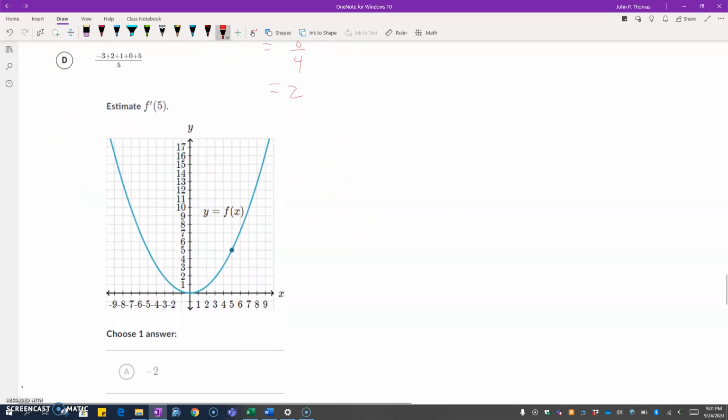If we move on to the next example here, it says estimate f prime of 5. We're going to remember that f prime of 5 is really the derivative at x equals 5, which is code for slope of the tangent line at x equals 5, or we could say instantaneous rate of change. So if I go out here to 5, we've got this point right here. And again, I'm not going to shoot for perfect on this. I'm going to draw in something that clearly looks like a tangent line.